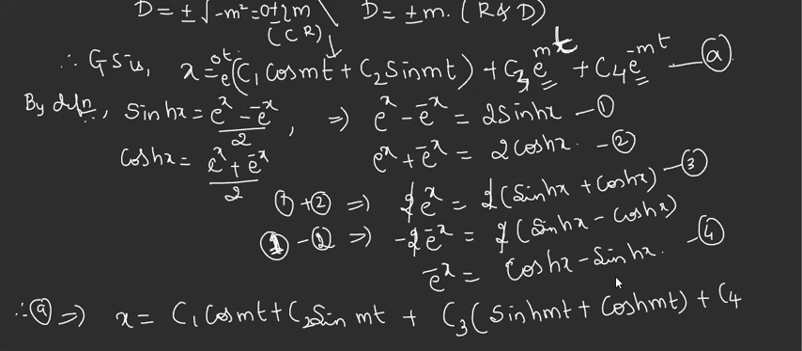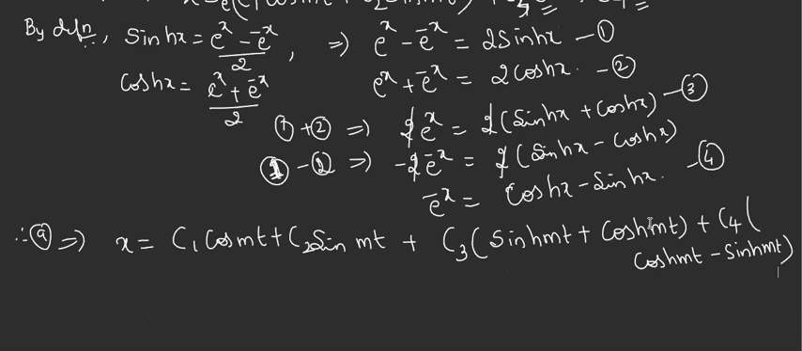Similarly, C4. What is e raised to minus mt? See equation 4 and tell me. cosh mt minus sinh mt. Am I correct? Very clear. Now you can see sinh is there in two terms, isn't it? So I'll take it common. I will not trouble the first two terms. In these two, I will take sinh mt common. What will I get here? C3. From this term, what will I get? C4, no?